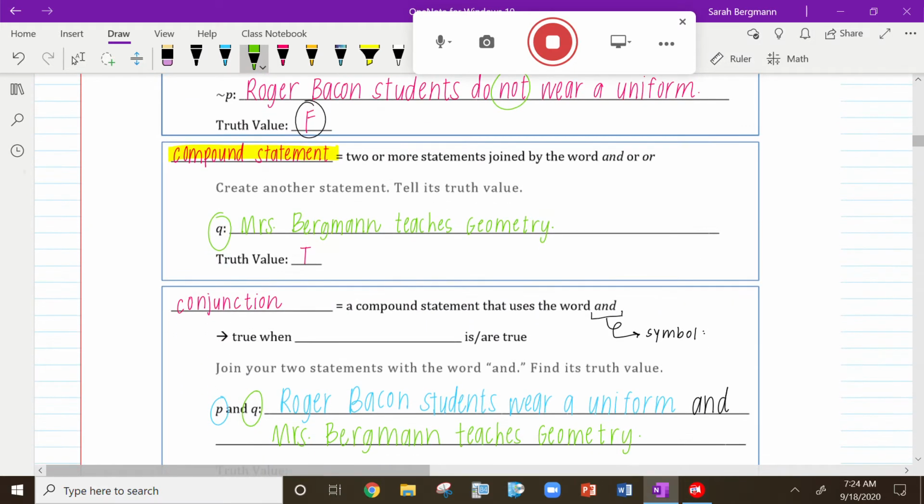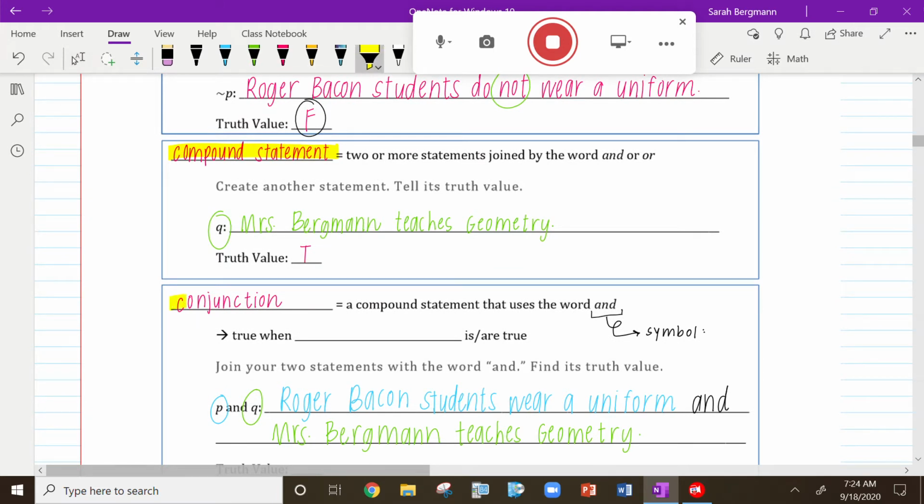The next statement type is a conjunction. It's a type of compound statement. So this is a compound statement that uses the word and. The symbol for this is either an arrow pointing up or an upside down U. These statements are only true when both statements are true.